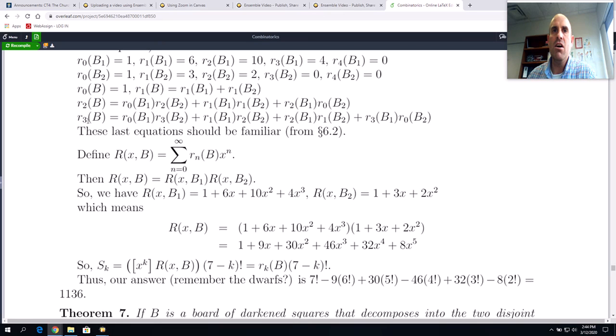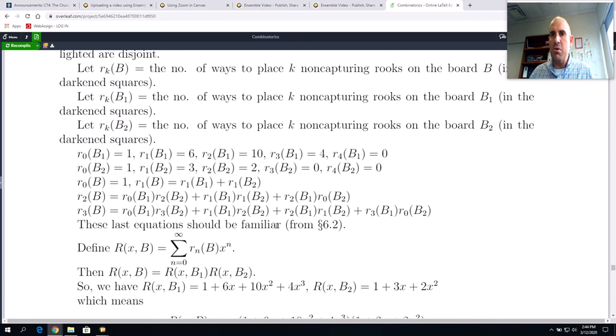R3 of B, look at it. That would mean I need to put zero on B1 and three on B2, so you multiply those together, or, which is plus, one on B1 and two on B2. You multiply the ways that you can do that in each of those subboards, because again, they're independent of one another. Or you put two on B1 and one on B2, or three on B1 and zero on B2. These last equations should be familiar from section 6.2. They should remind you of what we were doing with generating functions. So these formulas should make you inclined to create a polynomial of some kind.